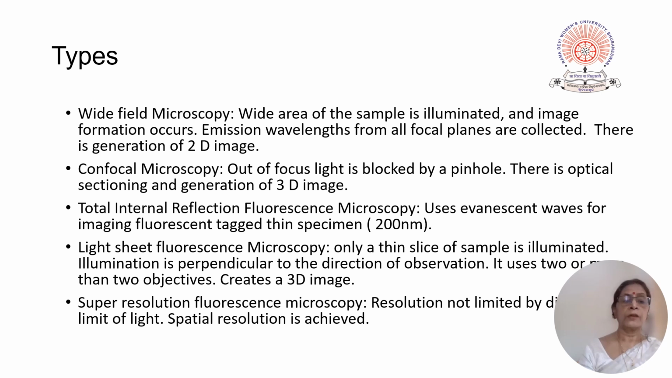There are different types of fluorescence microscopy like wide field fluorescence microscopy, confocal fluorescence microscopy, total internal reflection fluorescence microscopy, light sheet fluorescence microscopy, and super resolution fluorescence microscopy. It is a type of modern microscope. The topic of discussion in this lecture is wide field microscopy.